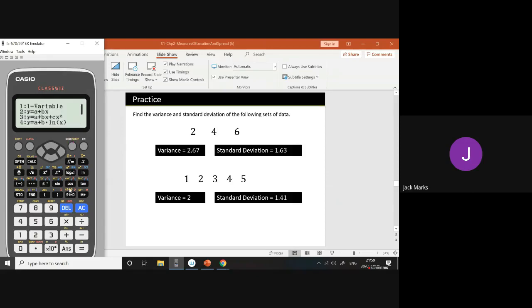Menu, statistics, variable. Let's put these numbers in, 2, 4, and 6. Clear this. If I press options and 2 here, okay, where is this information? Well, that sigma squared x and sigma x, can you see that these correspond to these values I've got? So 2.6 recurring, or 2.67 is my variance, and the one that does not have the squared, okay, is the standard deviation.